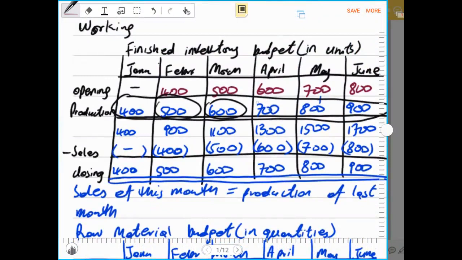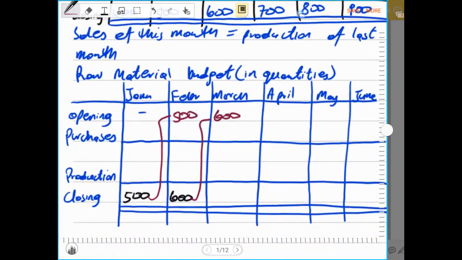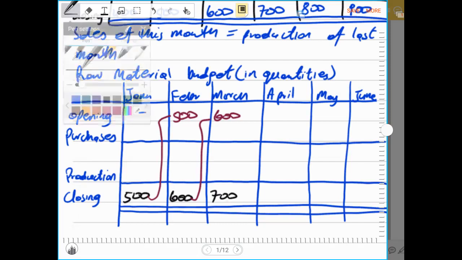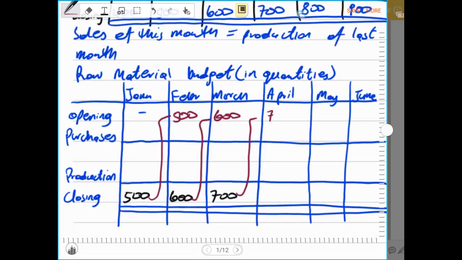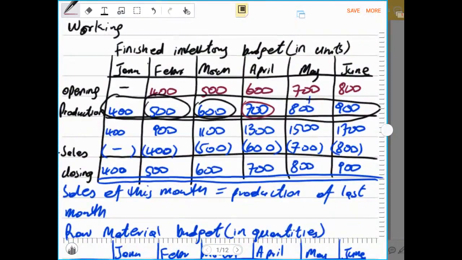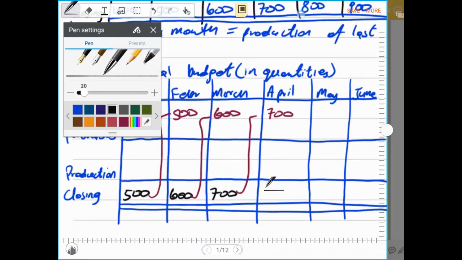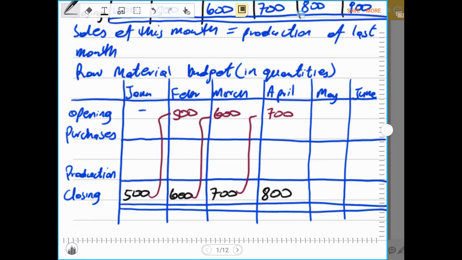We say production of the next month should be equal to closing of the previous month. Production from the finished goods budget. Then we take that 700 and make that the closing of the previous month, which is 700. And closing becomes an opening. Therefore, that 700 will be an opening in the next month. Then we check production of the next month, which is the month of May, and production here is 800. And that 800 will have to be the closing of the previous month, which is the month of April.